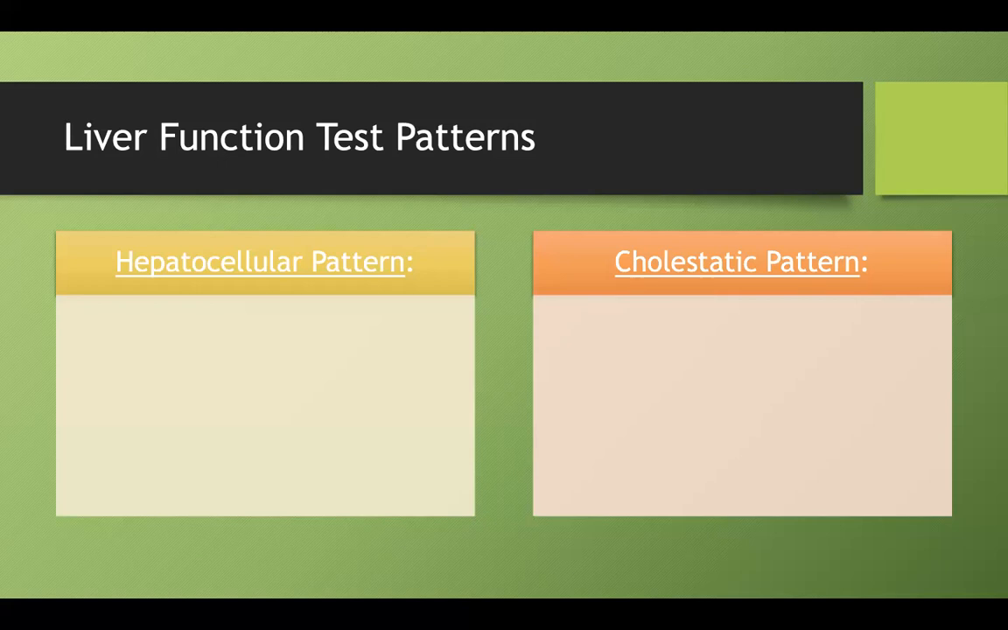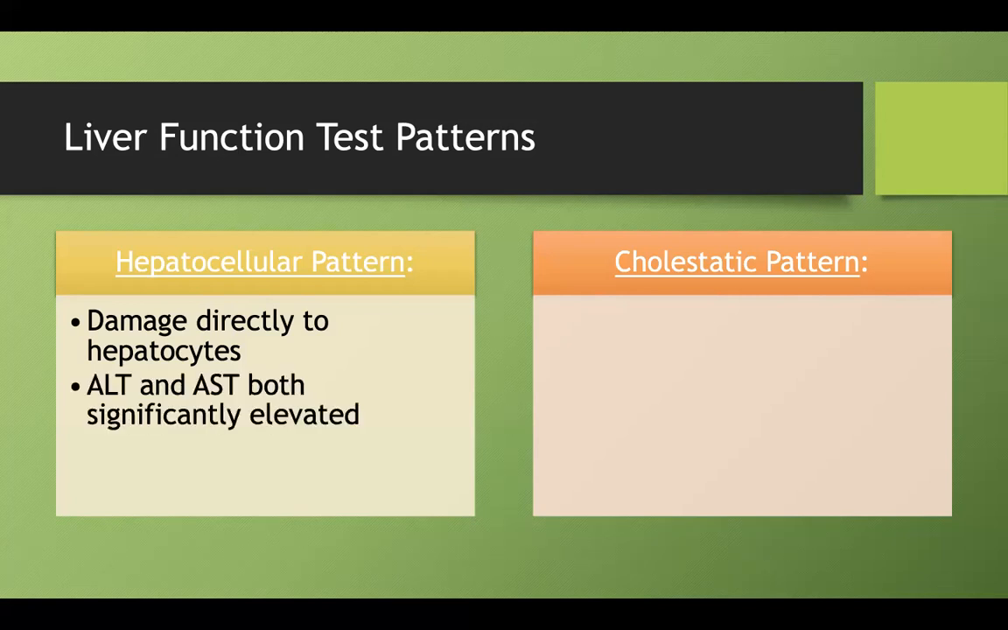So now we talked a little bit about this already, but I just wanted to break down what a hepatocellular pattern looks like versus a cholestatic pattern. A hepatocellular pattern is a pattern that you'll see on labs when the damage done is directly to the liver cells. As we saw before, ALT and AST are enzymes that exist within those liver cells. So if there's damage directly to them, it shouldn't come as a surprise that AST and ALT will both be very elevated in some sort of hepatocellular pattern.